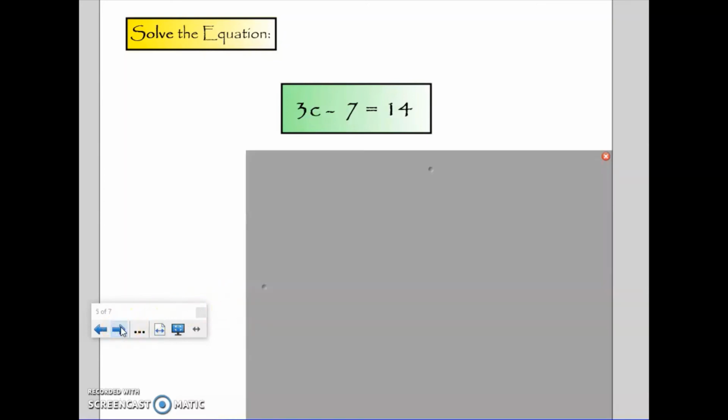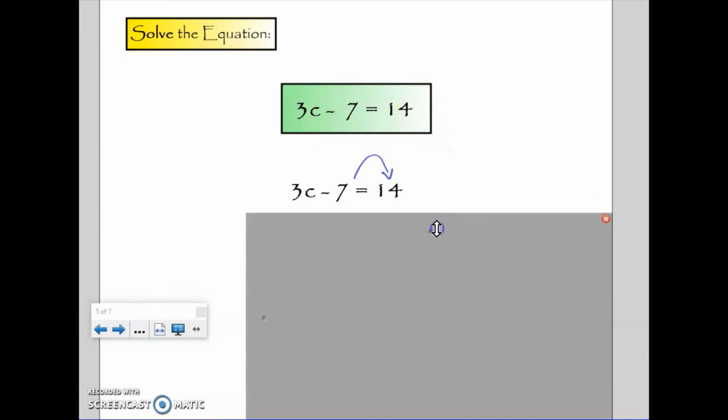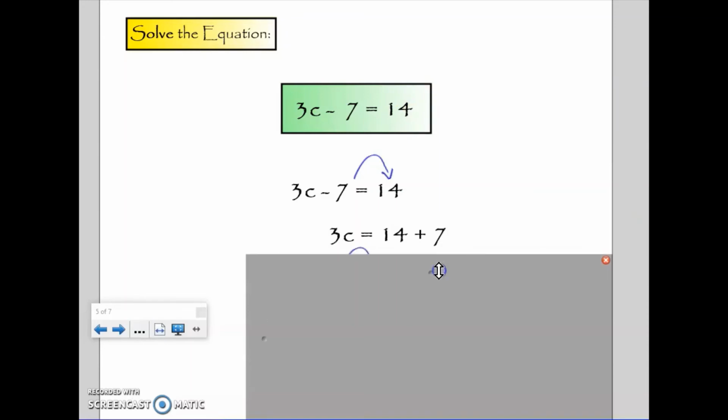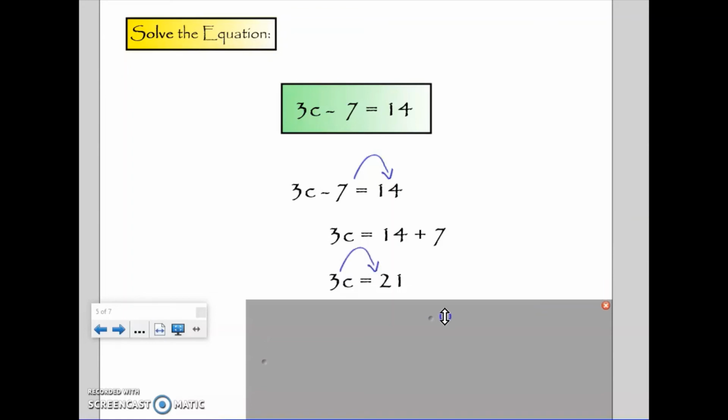A couple more examples. 3c minus 7 equaling 14. I'm going to take the minus 7 and I'm going to add 7 to this side. I'm going to add 7 to this side, which is the equivalent of taking the minus 7, moving it to the other side, and making it a positive 7. 3c equaling 14 plus 7, which we can simplify to 21.